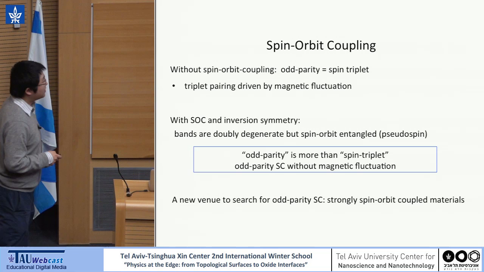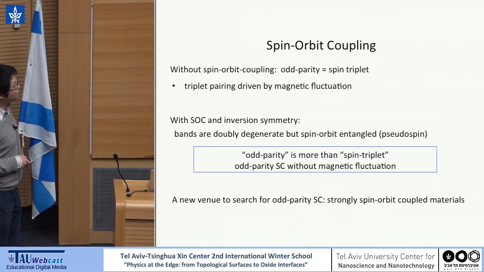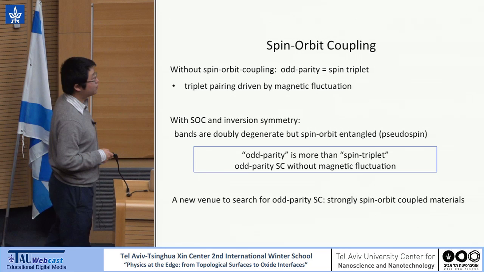So this brings me to the main part of this talk. We would like to propose that there's a new venue to search for odd parity matter in the material parameter space. This is to focus on materials with very strong spin orbit coupling, where the spin orbit strength is comparable to the Fermi energy.